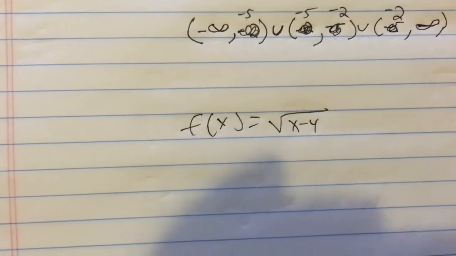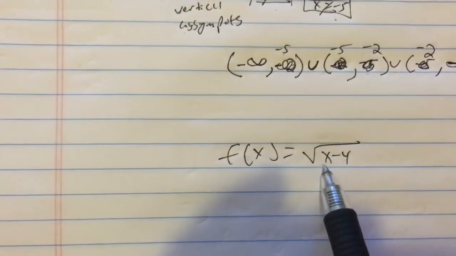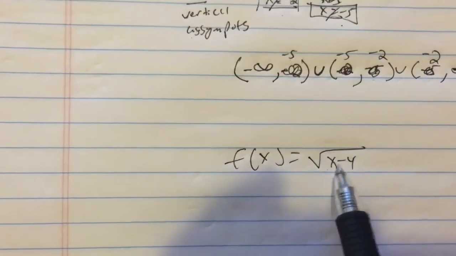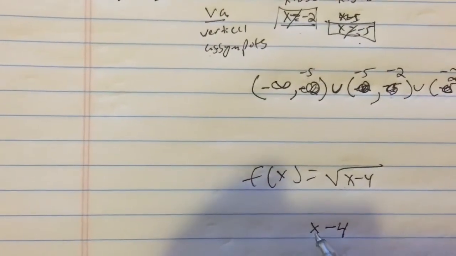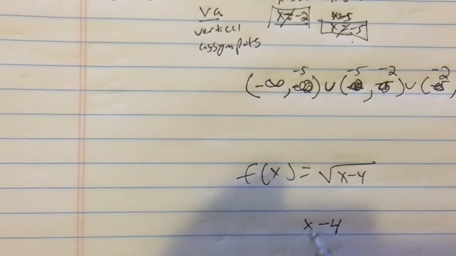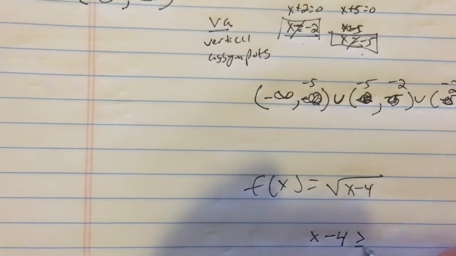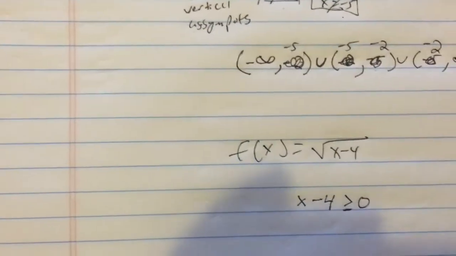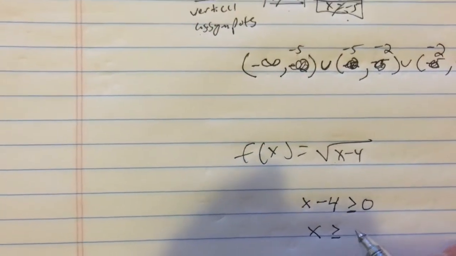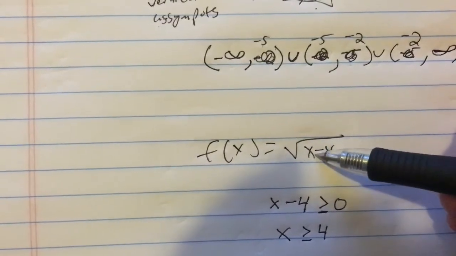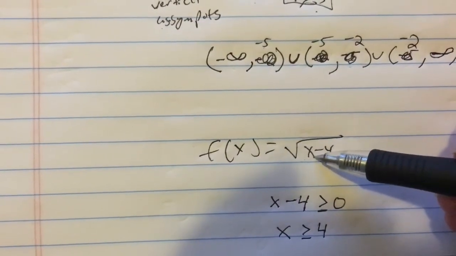Now when we have radicals, we just said the restriction is any number that will give you a negative underneath is not allowed. So we can set up a little equation to let us know what all those numbers are. We know that whatever number we plug in, our resulting answer must be bigger than or equal to 0. And now we can solve for x, and we can see that our x value must be greater than or equal to 4.